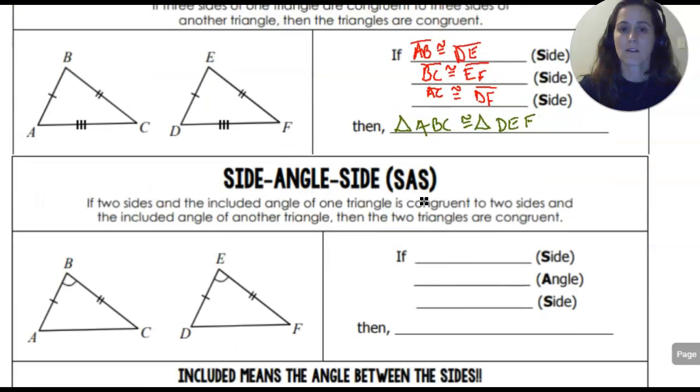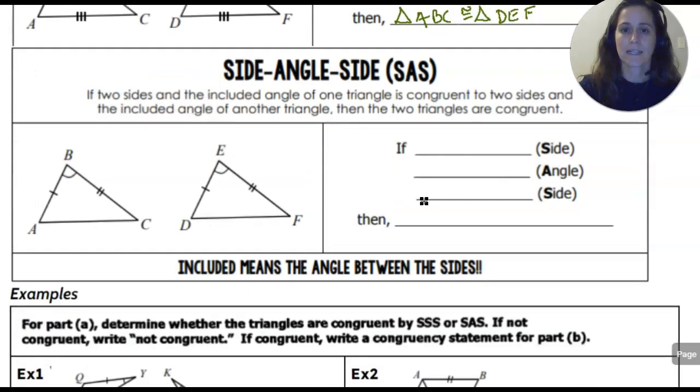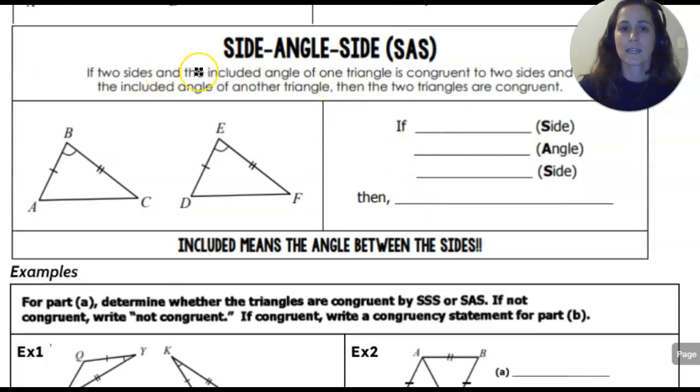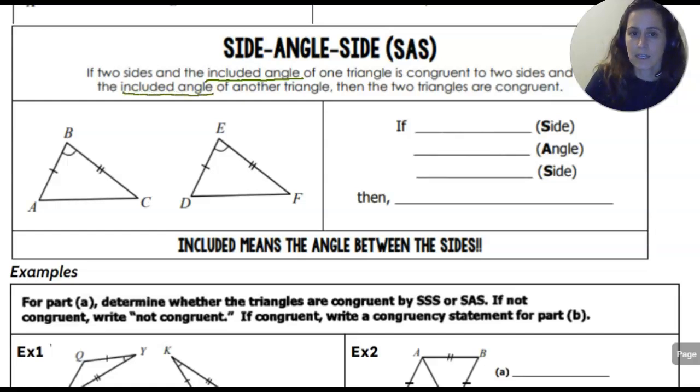The next method is called SAS, which stands for side, angle, side. It's when 2 sides and the keyword being the included angle of one triangle are congruent to 2 sides and the included angle of another triangle. Meaning that if I'm looking at these markings, notice that the 2 side congruent markings have to be adjacent to the congruent angle marking. They have to be touching, okay?